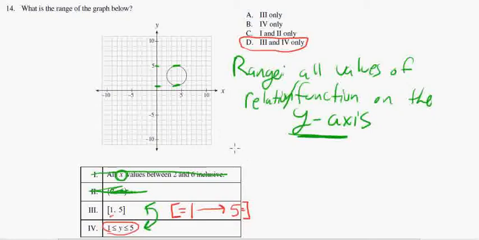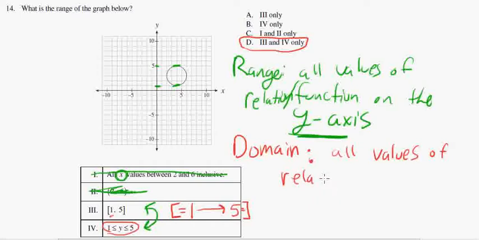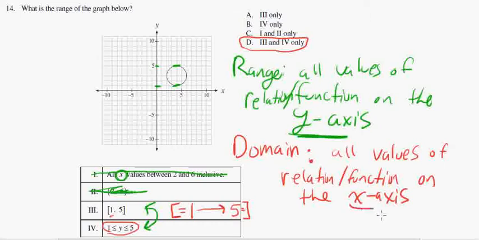A sort of flip side to this is same question, but might ask for what is the domain of the graph. And the domain is, not really the opposite, but deals with the relation or function on the x-axis. Okay, on the x-axis. And the two definitions often get mixed up. Just remember, range is the y, domain is the x.